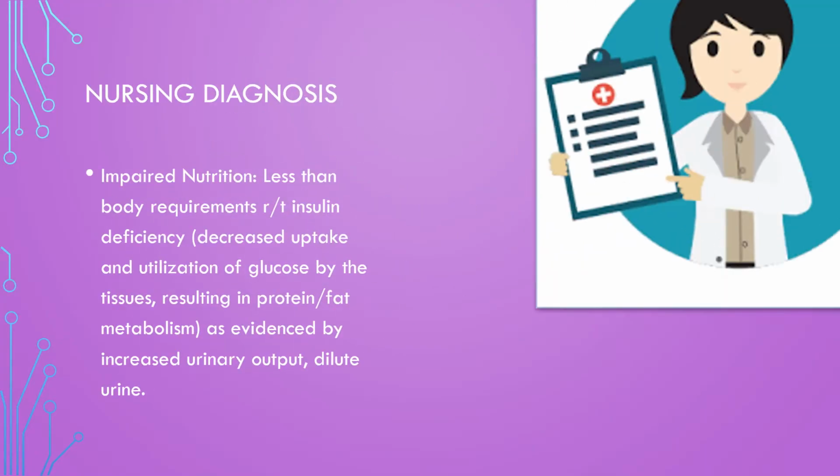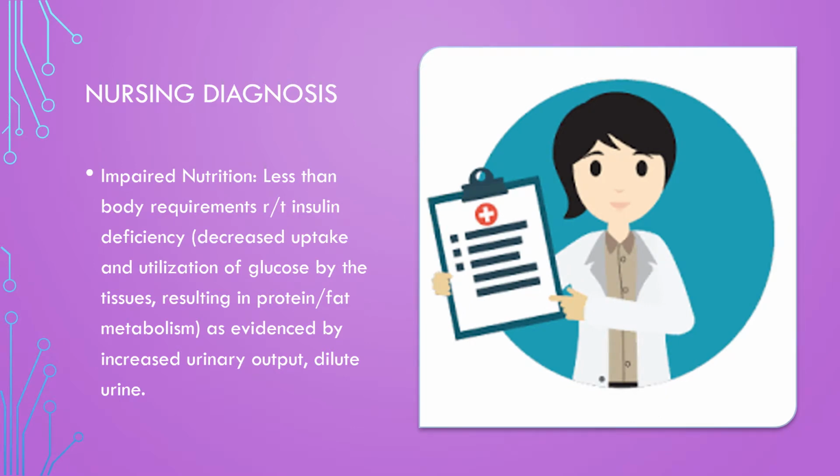Nursing diagnosis: impaired nutrition, less than body requirements, related to insulin deficiency, decreased uptake and utilization of glucose by the tissues, resulting in protein or fat metabolism, as evidenced by increased urinary output and dilute urine.